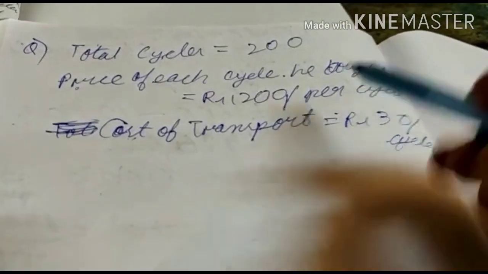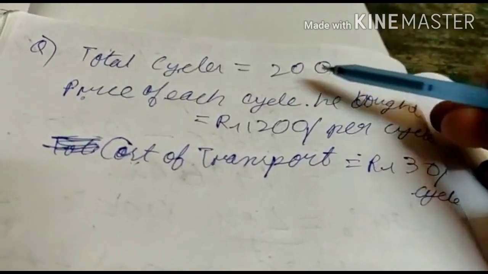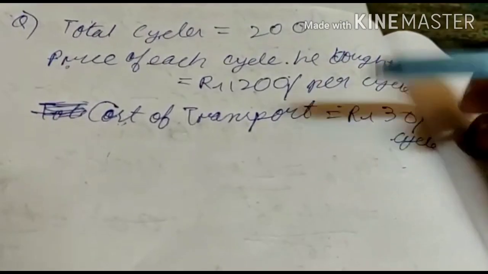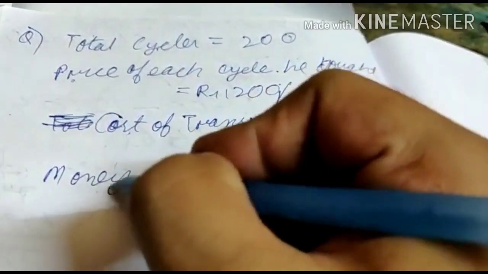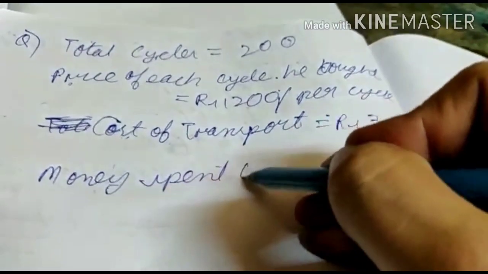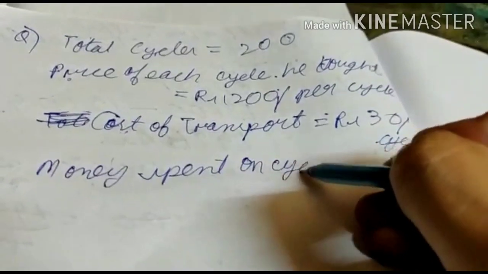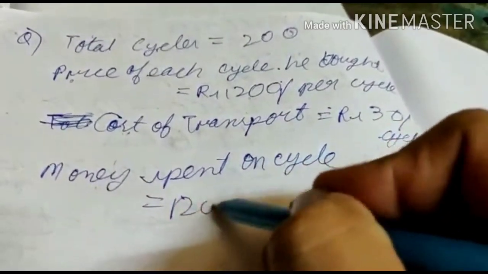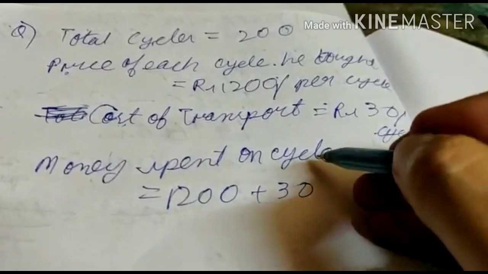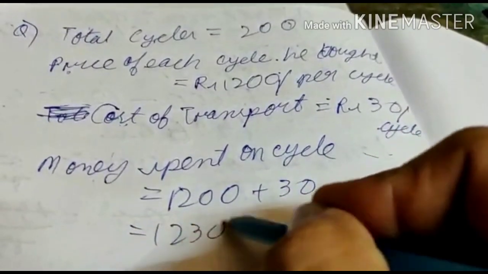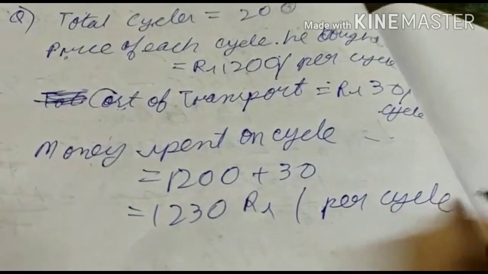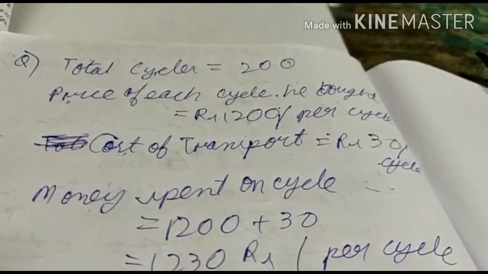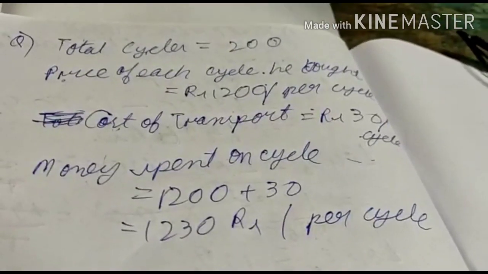He buys 200 cycles at rupees 1200 each and he spends 30 on its transport. So in actual, how much had he spent on a cycle? Money spent on a cycle is 1200 plus 30, that is 1230 rupees per cycle. He spends 1230 rupees per cycle. 1200 was the cost at which he bought, and 30 rupees on transport of that cycle.